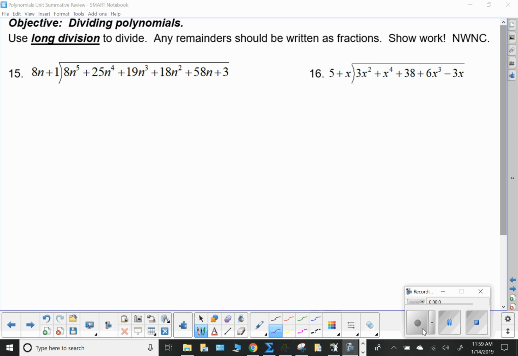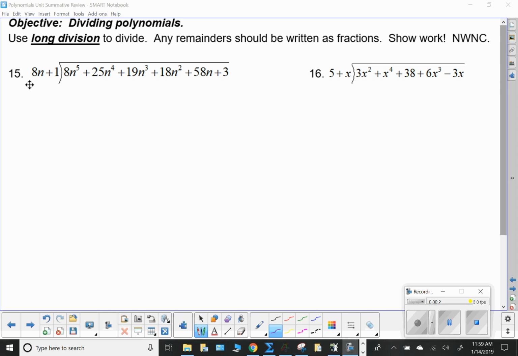Polynomials. The objective is dividing polynomials. This is both long division and synthetic. These first two are using long division. First, you need to make sure that both the divisor and the dividend are in standard form. For number 15, they are. So without further ado, we will start.